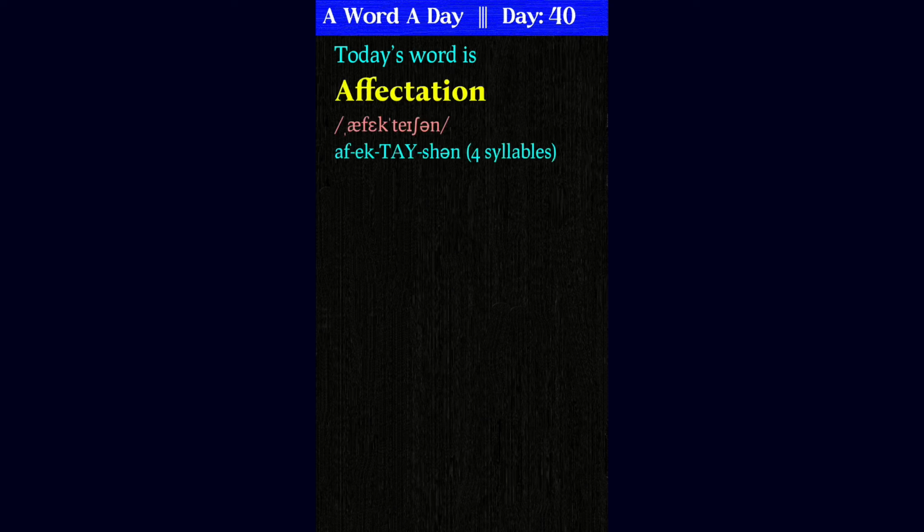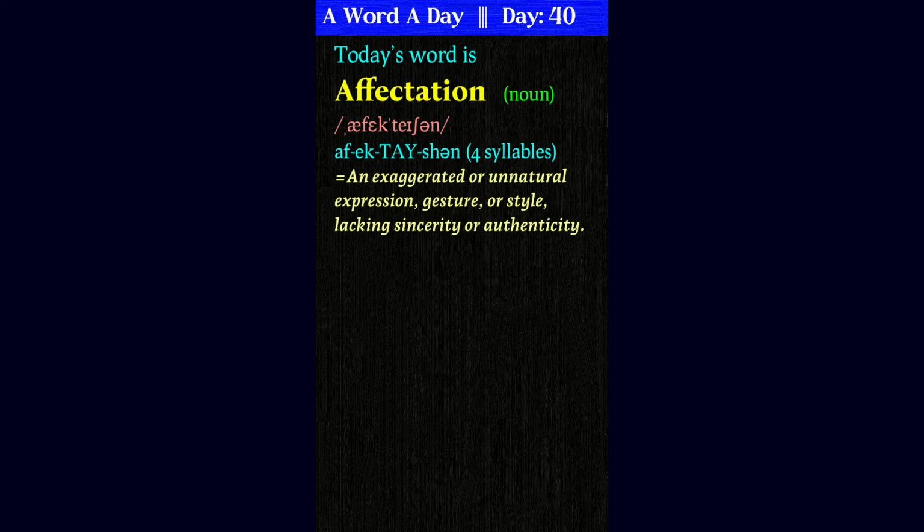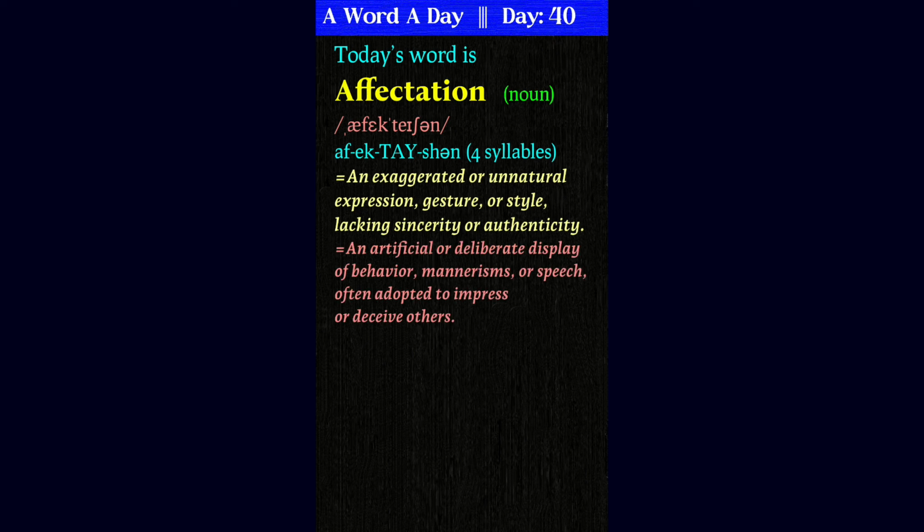Affectation. 4 syllables. Affectation is a noun. Affectation means an exaggerated or unnatural expression, gesture, or style lacking sincerity or authenticity, or an artificial or deliberate display of behavior, mannerisms, or speech often adopted to impress or deceive others.